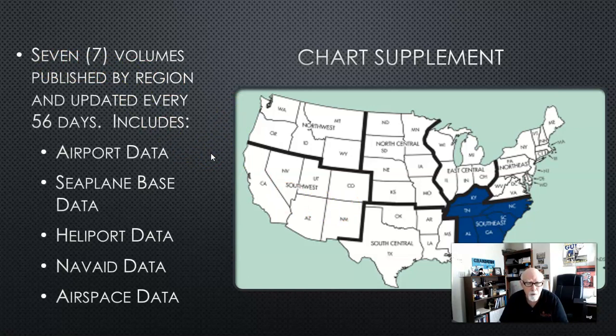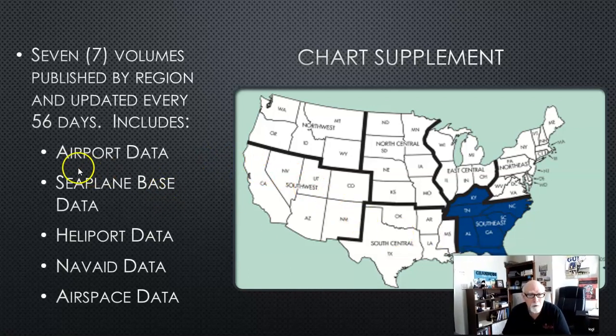The information in these charts, which are really little books, right here, are airport data, seaplane base data, heliport data, NavAid data, and airspace data. You can see here in blue, this is the Southeast chart supplement that, of course, North Carolina is in. And that's the book that we would find all of our information for our airports.